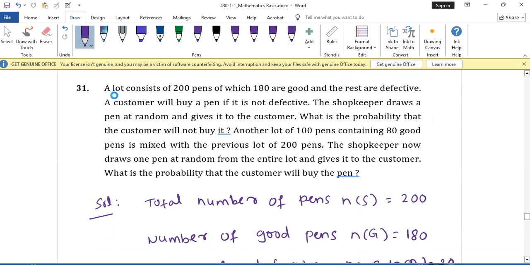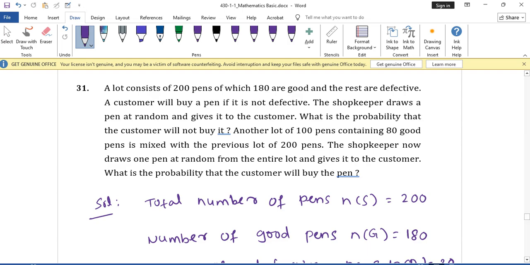A lot consists of 200 pens, of which 180 are good pens and the rest are defective. A customer will buy a pen if it is not defective. A shopkeeper draws a pen at random and gives it to the customer.